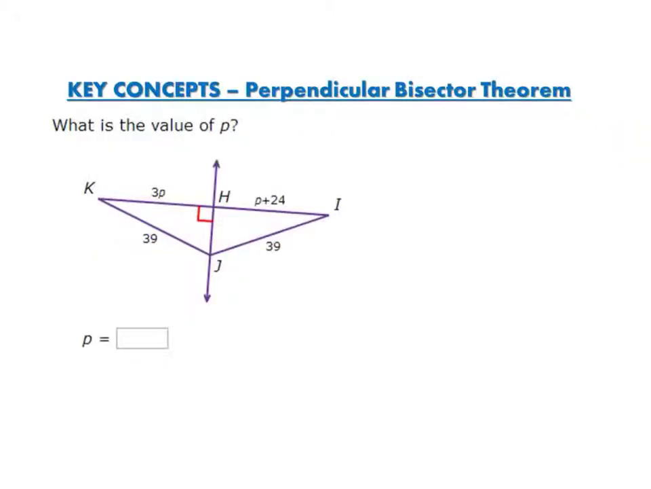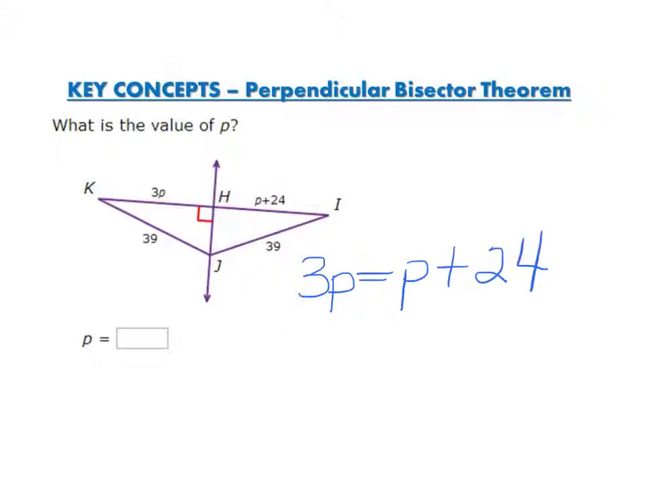The last question asks, what is the value of P? Notice, line HJ is a perpendicular bisector. These two sides are equidistant from J. That means these two line segments are congruent. That means they're the same. So I will write them equal to each other. I take one side equals the other side.